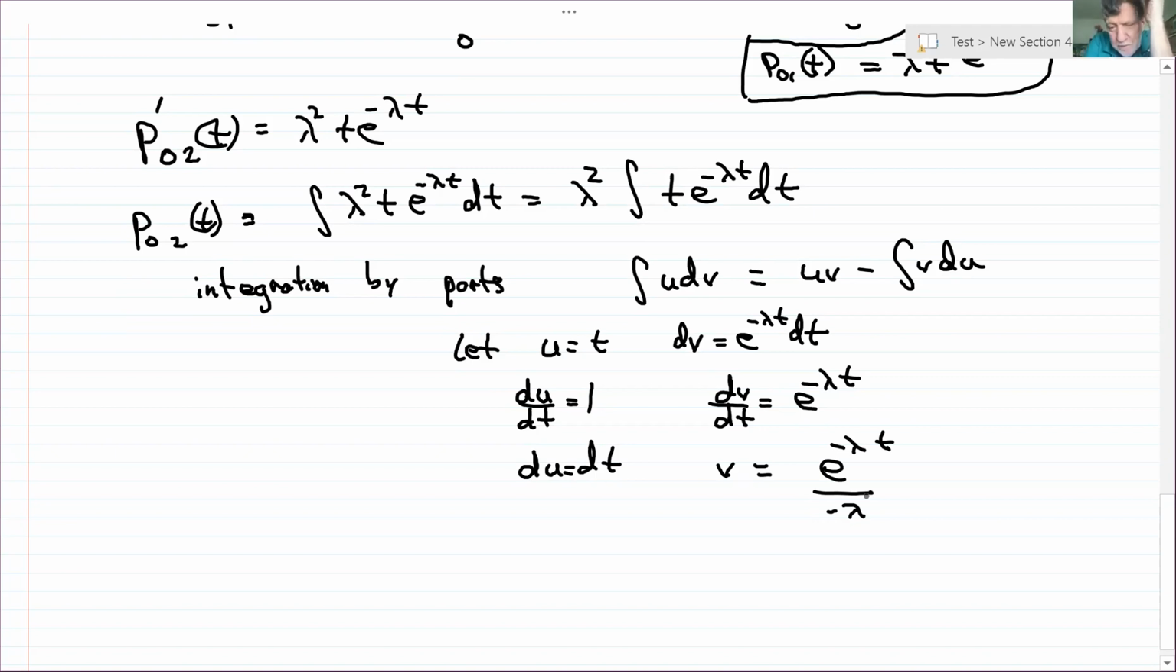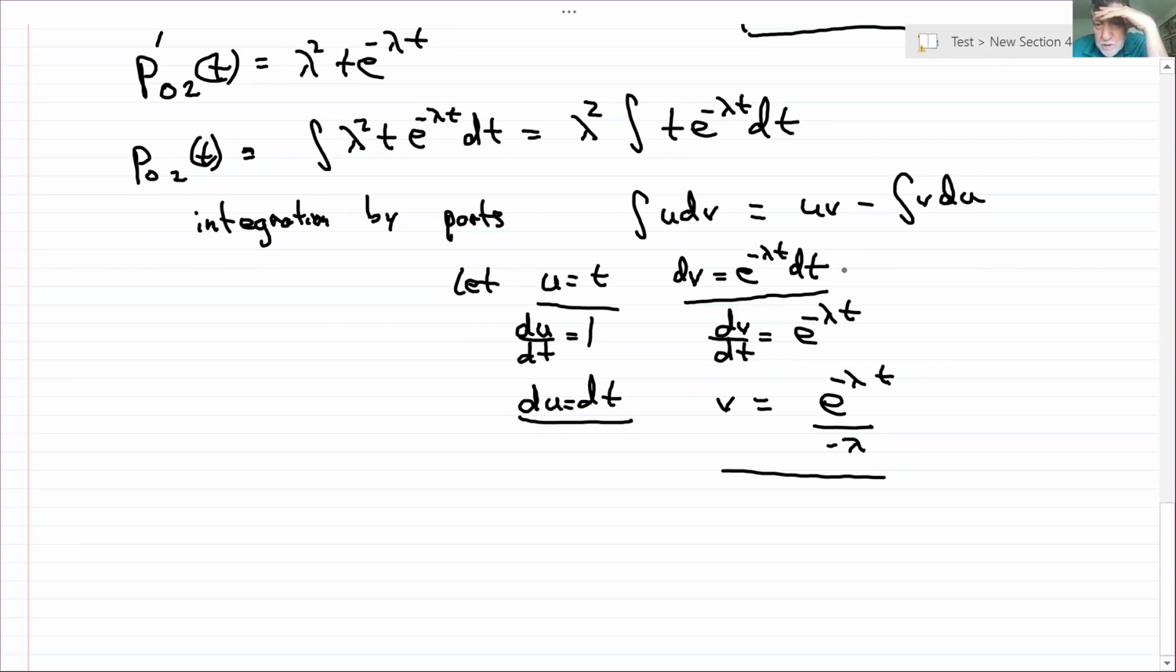Let me see if we believe all that. If I differentiate this with respect to t, the minus lambda on the bottom is a constant, it'll just stay there. I'll get this, and then a minus lambda will come out by the chain rule. And the minus lambdas will cancel. So I think this is good. I needed to know what u is and what dv is. I started with that. And in the end, I need to know how the du is related to dt, and how v is related to this stuff. So I think we're okay. Let's put all of that in here and see what comes out.